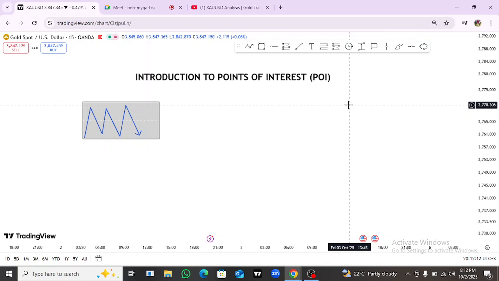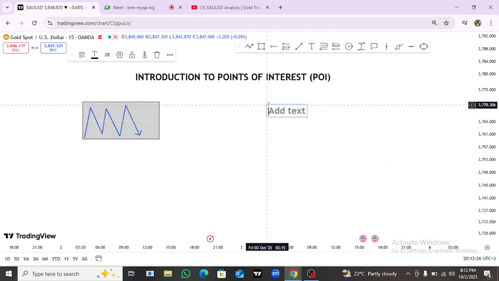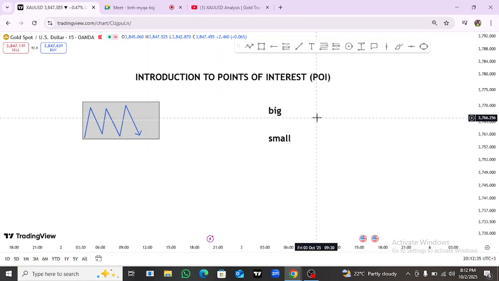So why is it important for someone to understand this point of interest? Number one, this Forex market has two players. We have the big players, and then we have the small players. The big players are these banks and hedge funds, the people who actually move the market, because you and me, we are just small fish in the ocean of the market.